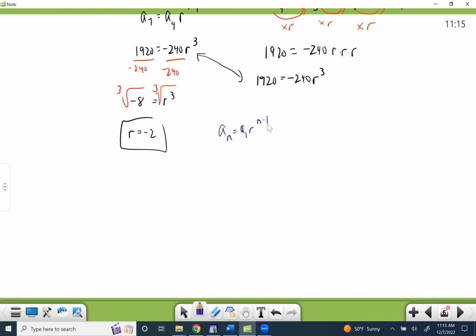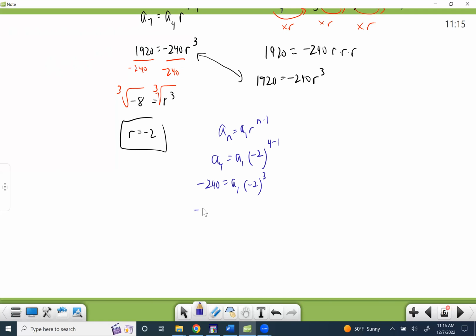Okay, we know R now, and we also know the 4th term, right? R is negative 2. Now the 4th term was negative 240, so I'm going to go ahead and plug it in. So we should be able to solve this because there's only one unknown, right? This should give us A1.